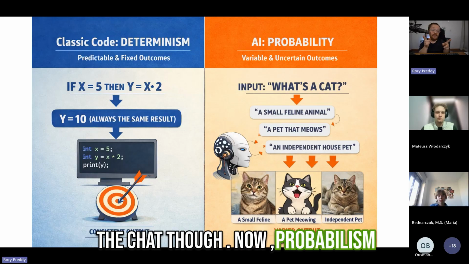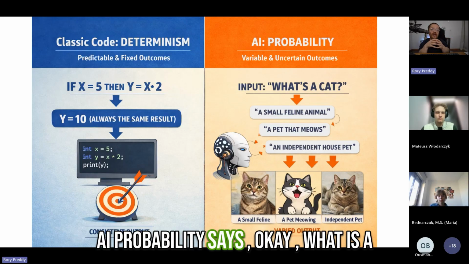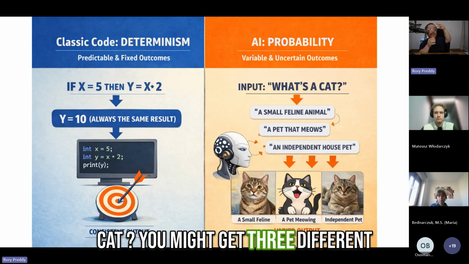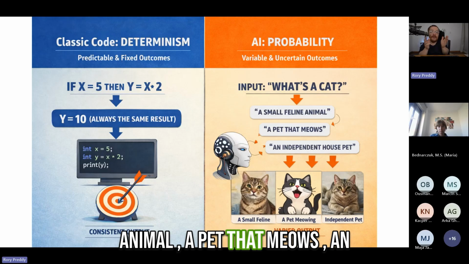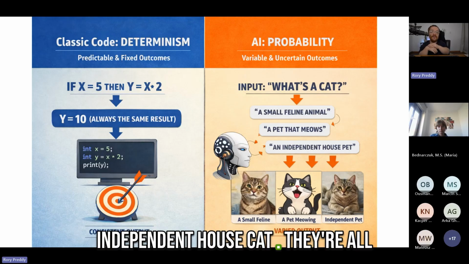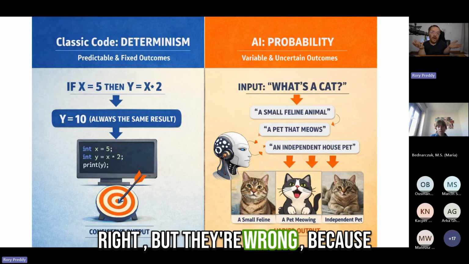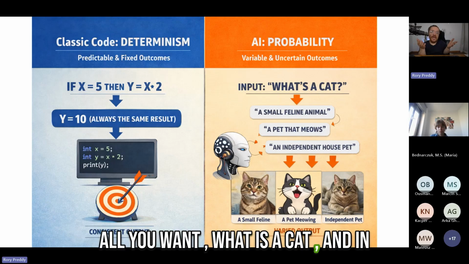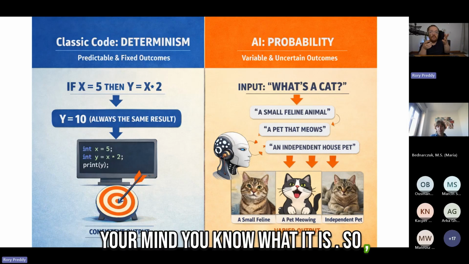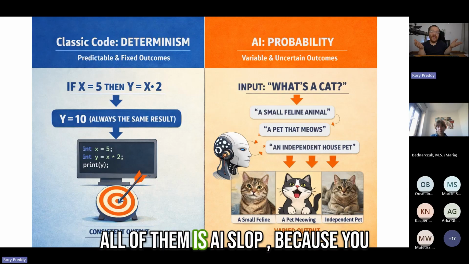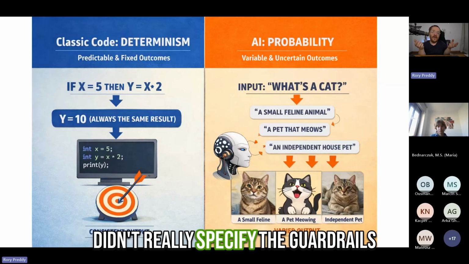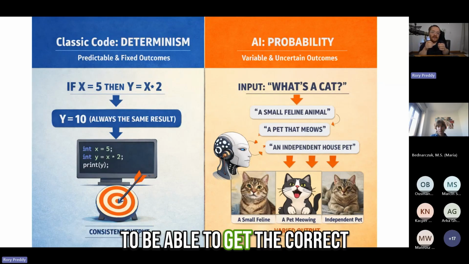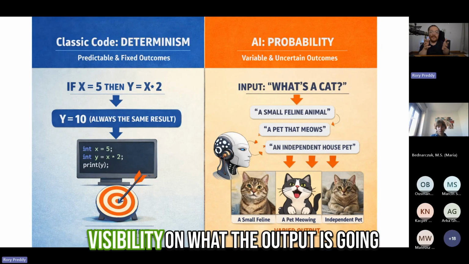Now, probabilism, AI probability, says, okay, what is a cat? You might get 3 different responses for that. A small feline animal, a pet that meows, an independent house cat. They're all right, but they're wrong. Because all you want, what is a cat? And in your mind, you know what it is. So maybe 2 or 3 of that, maybe all of them is AI slop. Because you vibe coded what is a cat. And you didn't really specify the guardrails to be able to get the correct visibility on what the output is going to be.